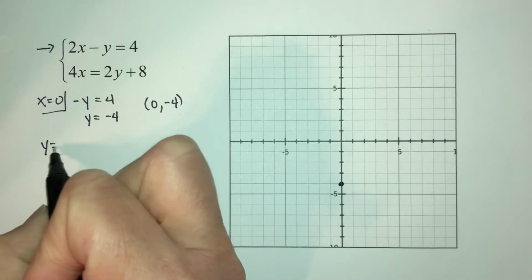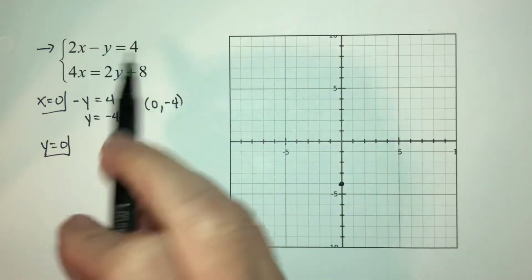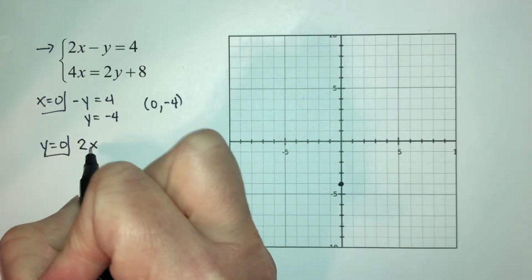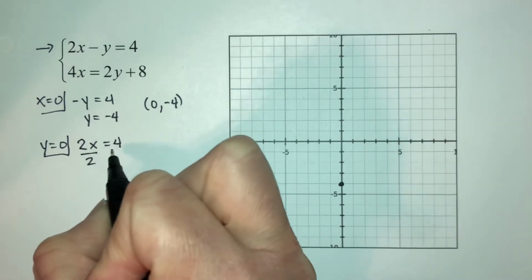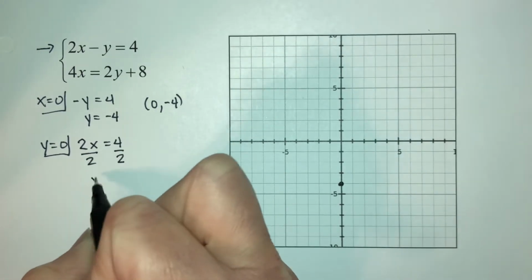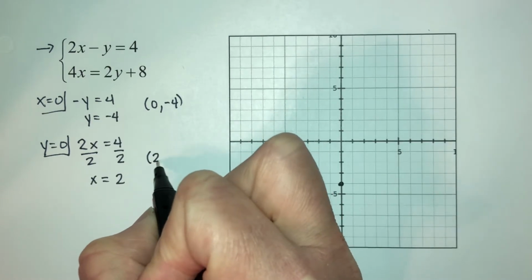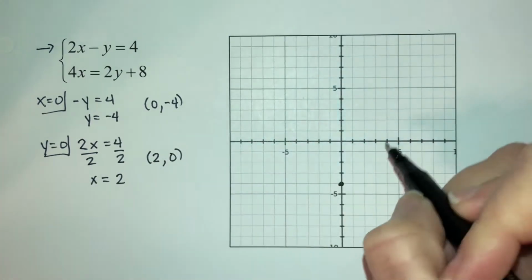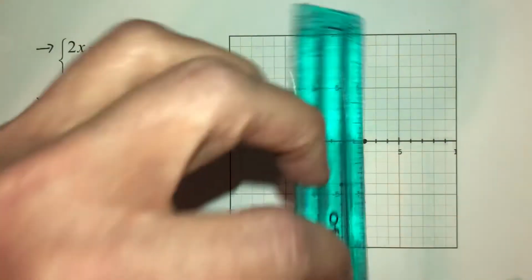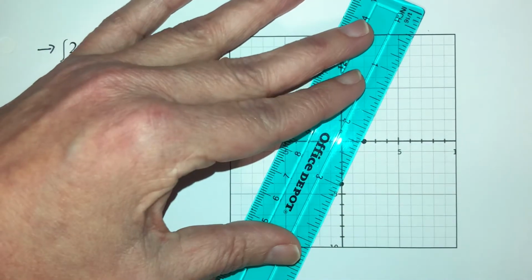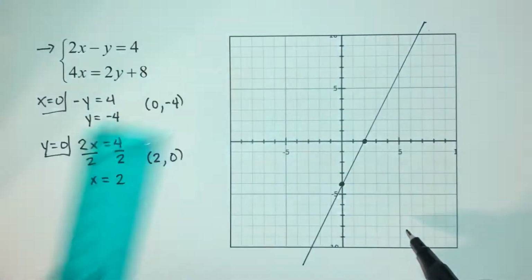Now y equal to 0. Minus 0 goes away, so that is 2x equal to 4. Let's divide both sides by 2. x equals 2. So this would be the point 2, 0. 2, 0 is here. So we have our line.